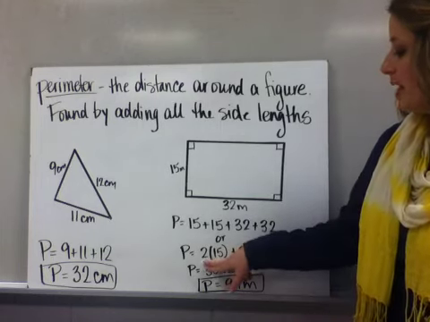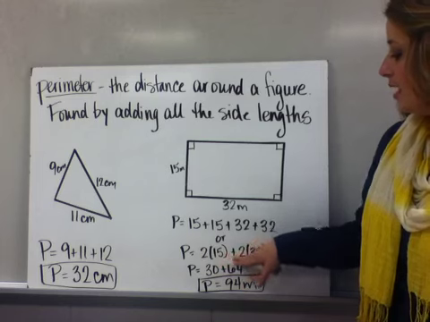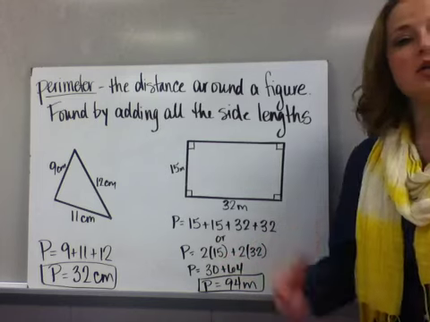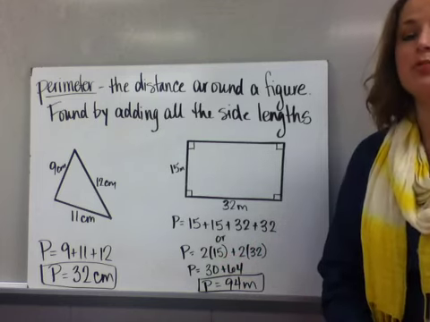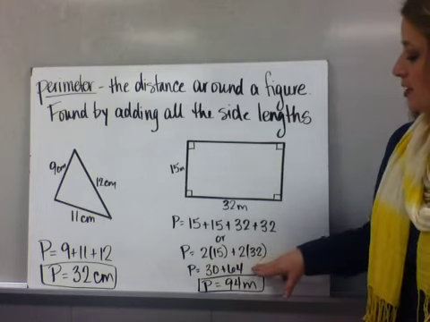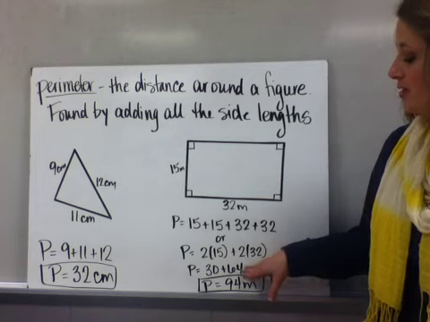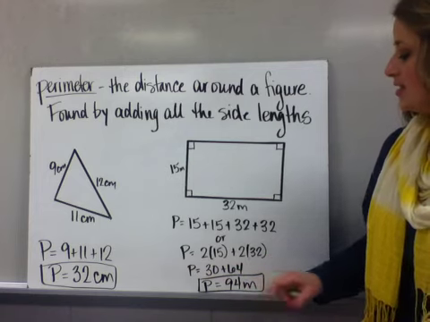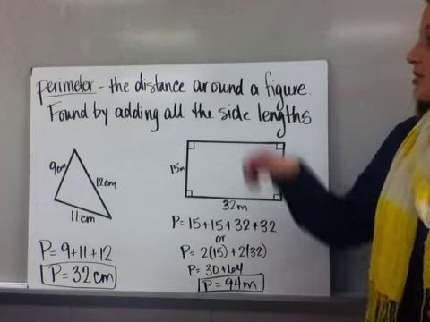easier to do is to multiply 2 times the width plus 2 times the length. So you might see this as a formula, 2W plus 2L. 2 times 15 is 30, 2 times 32 is 64, 30 plus 64 is 94 meters.